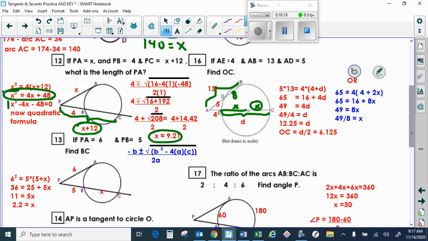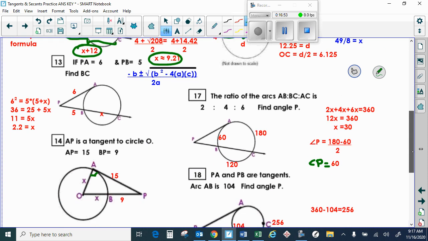Again, it's the secant, so it's the outside, 5 times the whole, 13. That's for this one. And the outside here is 4 times the whole, would be 4 plus, I could have said 2x, or d. So I did that one over here. 65 equals 4 times 4 plus 2x. This one I used one single letter of diameter. On this one here, I broke it into 2 radii. Your choice. You end up getting the same answer. So you can finish off the algebra skills from there.